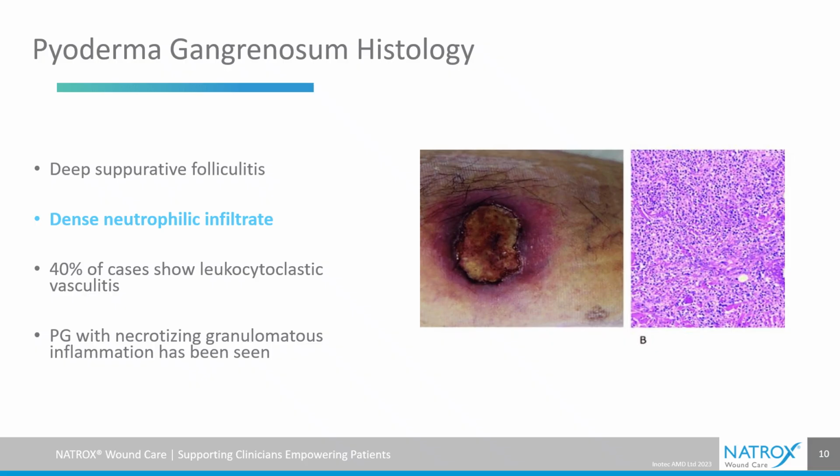Histology shows deep suppurative folliculitis, and the hallmark of pyoderma gangrenosum on histology or after taking a biopsy is a dense neutrophilic infiltrate. 40% of these cases will also show leukocytoclastic vasculitis, and pyoderma gangrenosum with necrotizing granulomatous inflammation has also been routinely seen.